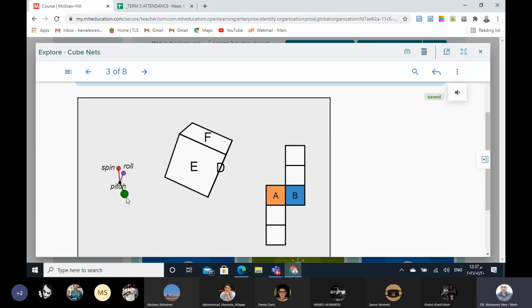Then this is F. So we have here two faces. Then this is A and B. Then as you see here, we have F and we have E. Also here two faces. So 1, 2, 3, 4, 5, 6 faces. The name of this drawing is a net. This is the meaning of the net.